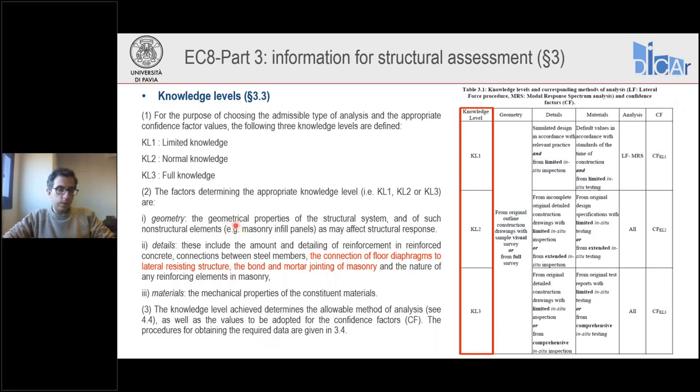Regarding the geometry, of course, the geometry is represented by the geometrical properties of the structural system. Details can include, regarding masonry buildings especially, connection between floors and diaphragms, connection between walls and diaphragms, property of joints, and for other structural typologies such as RC buildings, also detailing information regarding the reinforcement. The materials are represented by the mechanical properties of the material of the building. The knowledge level also controls the method of analysis to be used, and a different value of confidence factor is associated with each knowledge level.